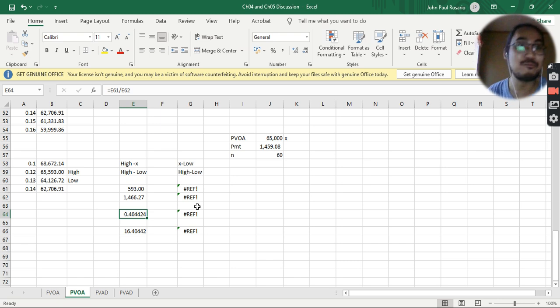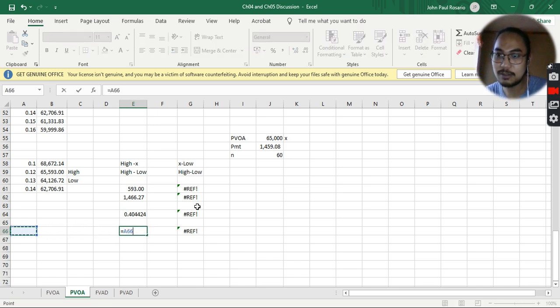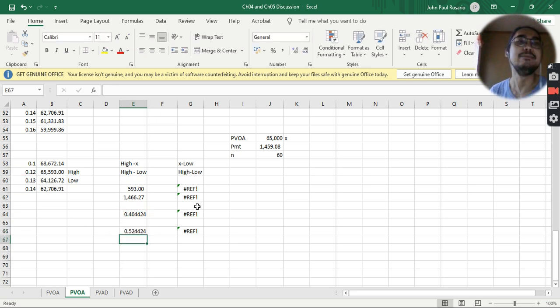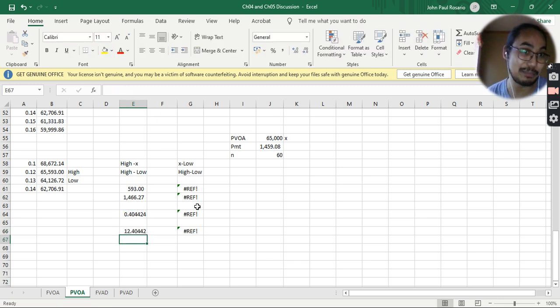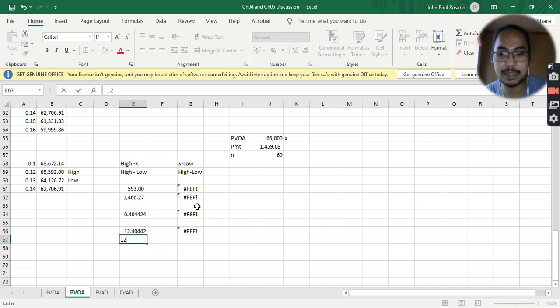So we start at 12%. We're trying to get a percentage in between 12 and 13. So the value that we got, we should add to our 12 to get a value in between 12 and 13. 12 is our start, so 12 plus this one. Okay, 12.40%. We'll be using 12.40%.